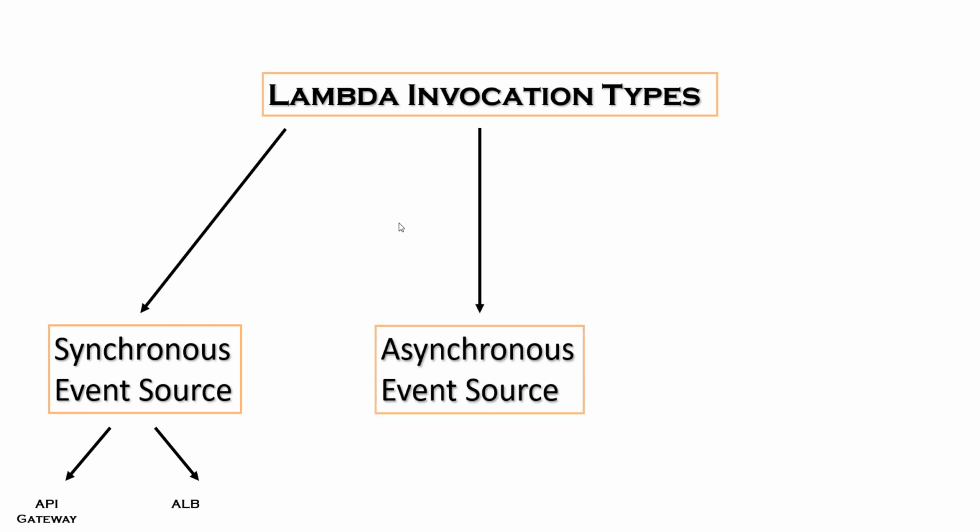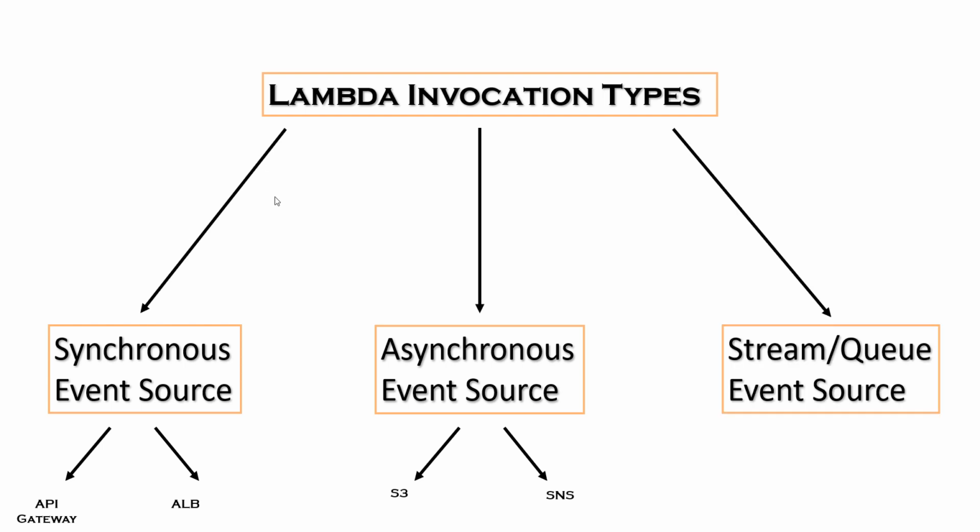The next one is asynchronous event sources, which are event driven. An example of this would be triggering Lambda from S3, for example S3 put object, or through an SNS event. The last one is stream or queue event source, in which Lambda processes a group of messages together. For example, if you're using Kinesis and you're getting hundreds of messages per second, in that case you cannot pick one message at a time, right? Rather, you should be doing batch processing of the messages. So you would poll your messages, let's say 150 messages at a time, and process those.